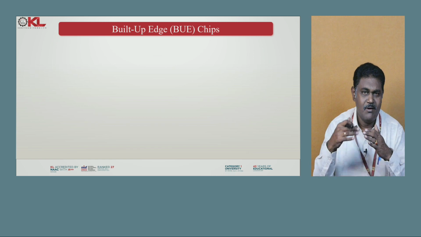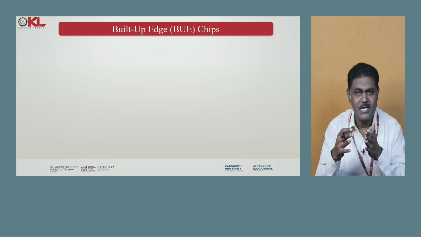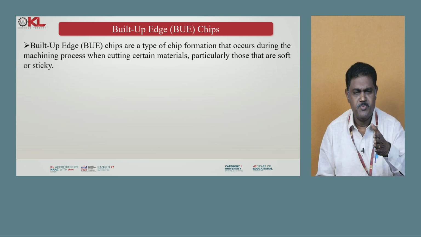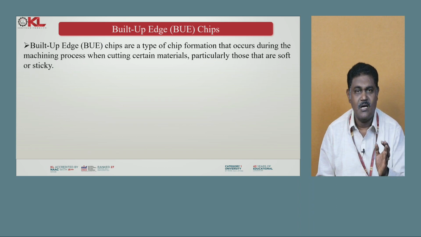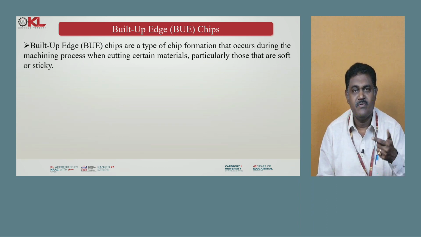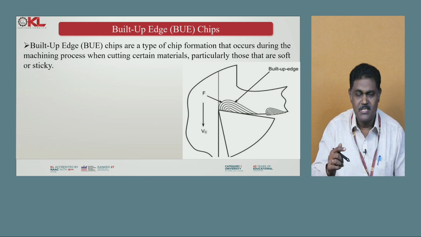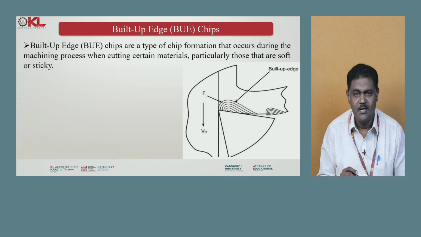Next, coming to the third category of chips, that is the built up edge, or BUE, chips. The built up edge chips are a type of chip formation that occurs during the machining process when cutting certain materials, particularly those that are soft or sticky. Now, you can see how the built up edge is formed, illustrated in this diagram.